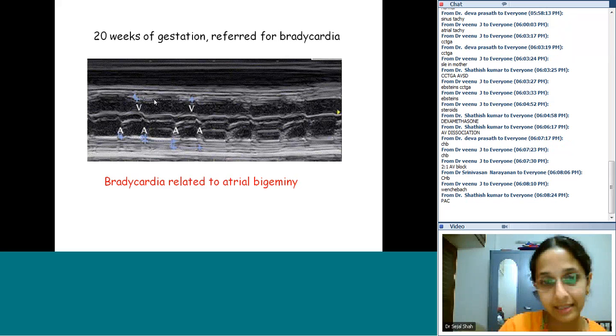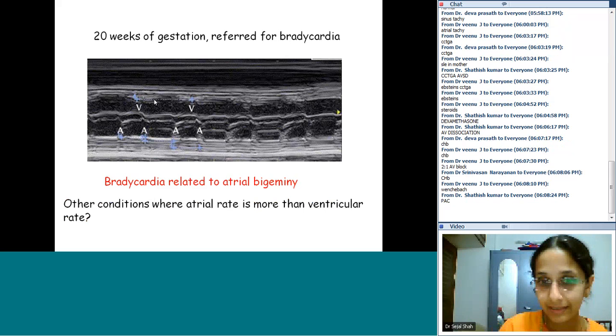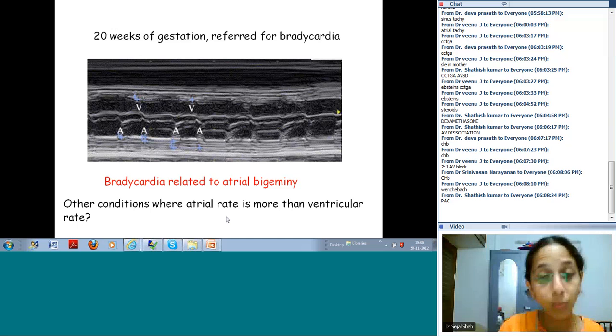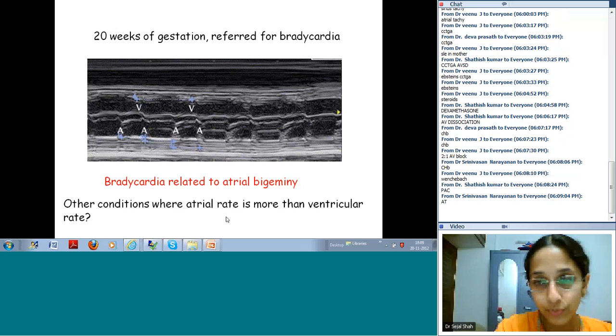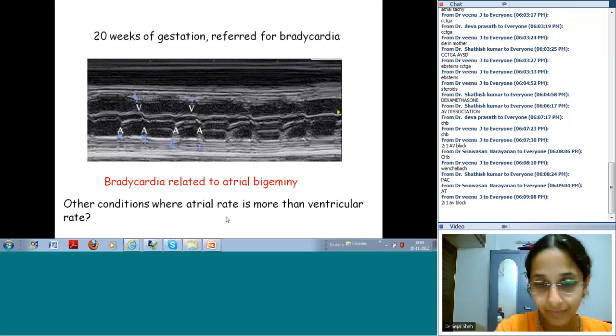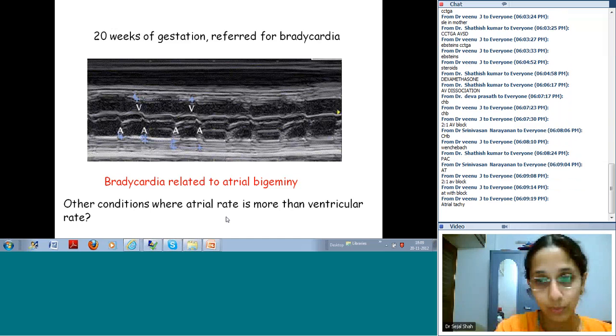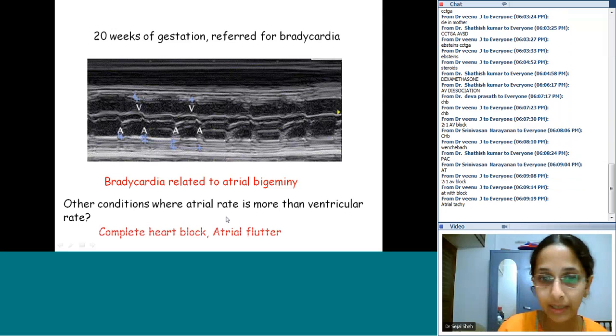Now I think it's just sort of a revision. I will show you the next slide on how to differentiate bradycardia in general. But what are the other conditions where we have atrial rate more than ventricular rate? We have already gone through this. Can we just do it once again? So one is complete heart block. Second is when you have atrial ectopic with non-conducted beat, atrial tachycardia with block, correct, and flutter with block. So these are the conditions where you will have atrial rate more than the ventricular rate.